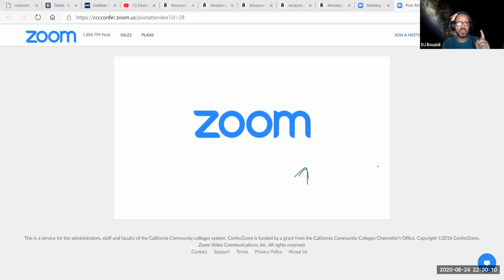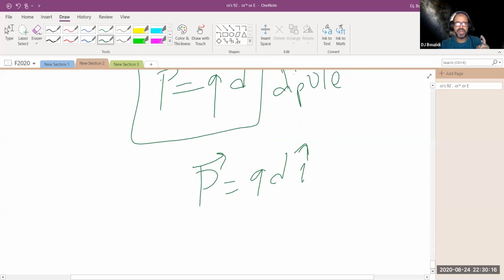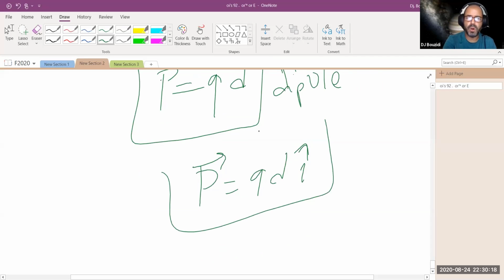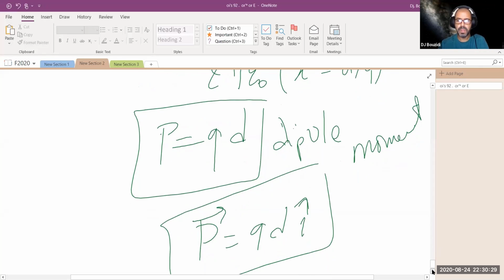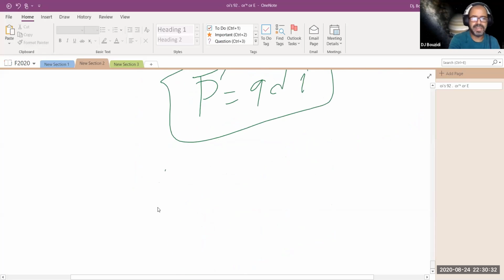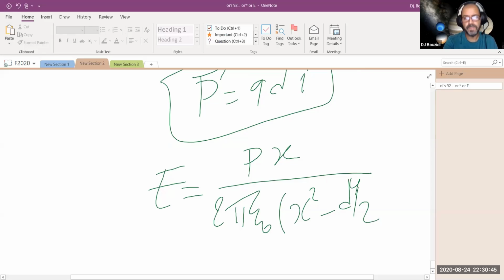Remember what I was saying earlier, that it's very important that you guys remember this thing? That is basically why the direction from negative to positive comes in. It comes in the dipole moment. So this is the so-called dipole moment. Okay? So in terms of the dipole moment, the electric field E, the magnitude of it, is P times x over 2 pi epsilon naught times x squared minus d over 2 squared, okay?